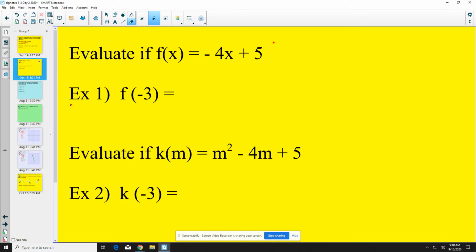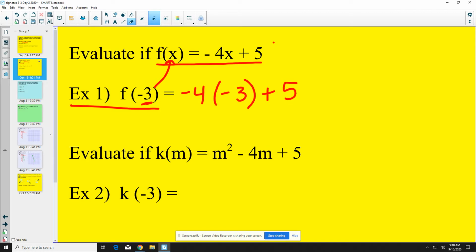All right, put a number 1 and put f of -3. So what we're doing here is we're finding the function of -3. Well, the function we're using is f of x equals -4x plus 5. So we're taking this -3 and plugging it in for x. So I'm going to take -4 times -3 and add 5. -4 times -3 is 12. 12 plus 5 is 17. So f of -3 would be 17.